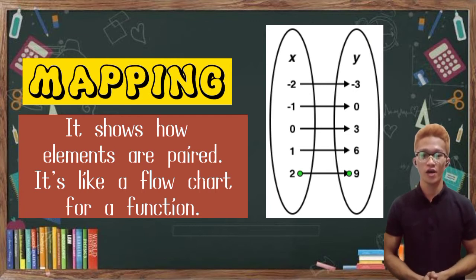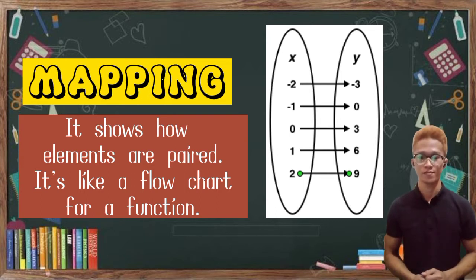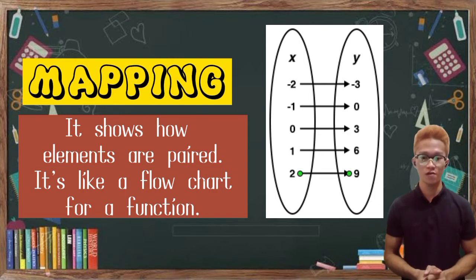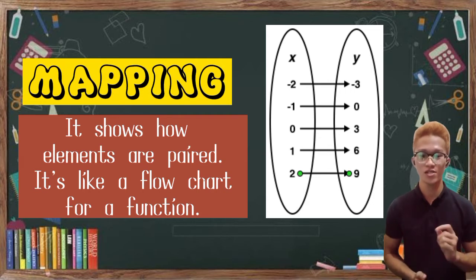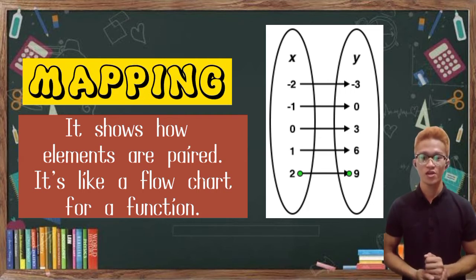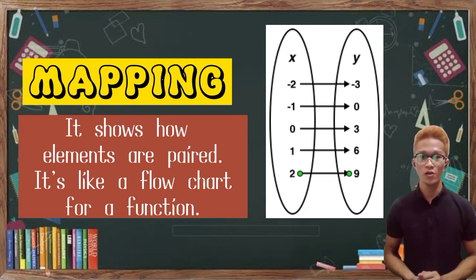Mapping shows how the elements are paired. It's like a flowchart of a function, showing the output, like the illustration shown above me. Now, let's identify if this is a function or not a function. Based on the illustration and by the definition itself, it is a function because every x value is paired with only one y value.